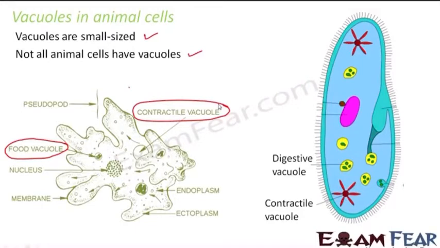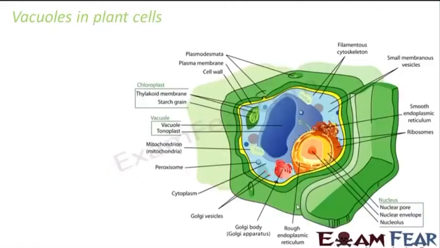Similarly, another example is a ciliate. Ciliate, what is a ciliate? The protozoa which has got these hair-like structures called cilia throughout its body, right? So here also they have got a digestive vacuole which helps in digestion. Again, it has got another contractile vacuole which helps in movement, right? So the different types of vacuole will have different functions, but in animal cells it is generally seen that their size is small. On the other hand, in plant cells, the vacuoles are large in size.